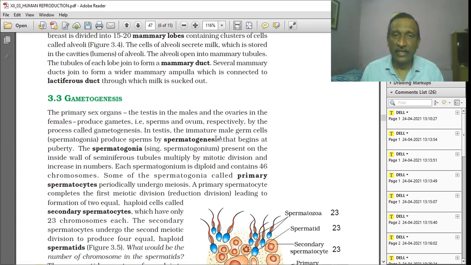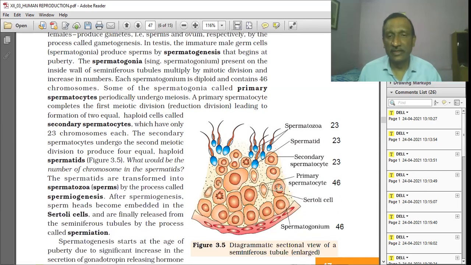In testes, immature male germ cells, that is spermatogonia, produce sperms by spermatogenesis. Let us see, these are the spermatogonia. Thus, spermatogonia cells continually divide by mitosis and add new cells, that we already studied yesterday, so that the total number of the spermatogonia shall remain that many. Otherwise, they will finish off within two or three divisions, and then there will be no more cells left for the sperm production. Okay, now some of the cells of the spermatogonia become mature, and they are now known as primary spermatocytes.